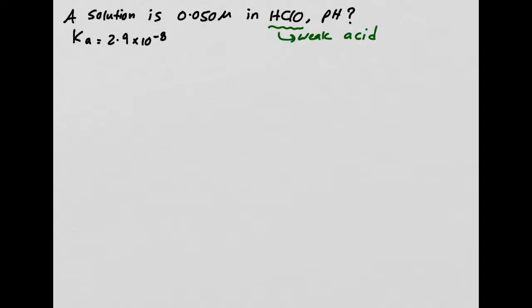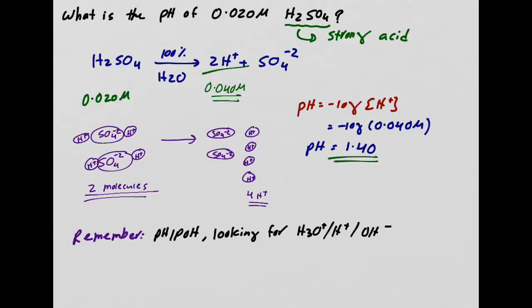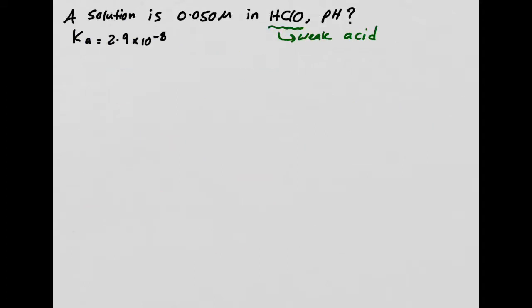Tricky. So everything I've given you has been pretty easy. It's been a strong acid or strong base, which makes it easier because it will fully and 100% dissociate. So it will be easy to figure out the pH and pOH, right? Now I'm giving you a weak acid. How are we going to figure this out? Okay, let's do this together.